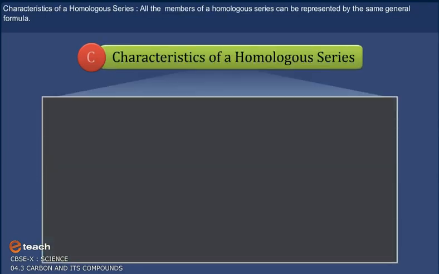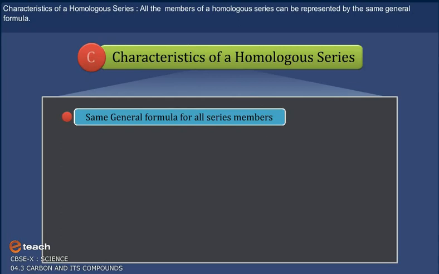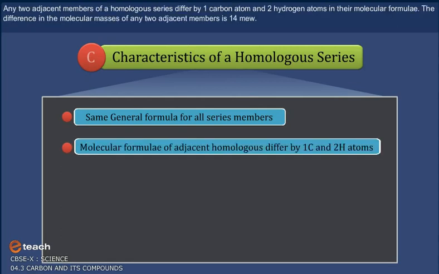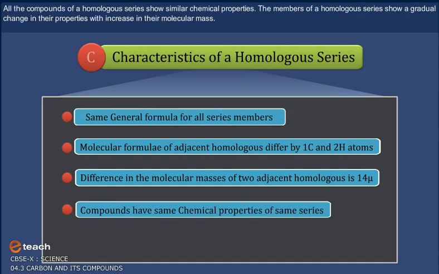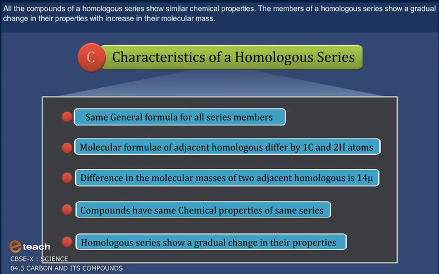Characteristics of homologous series. All the members of a homologous series can be represented by the same general formula. Any two adjacent homologues differ by one carbon atom and 2 hydrogen atoms in their molecular formulae. The difference in the molecular masses of any two adjacent homologues is 14 u. All the compounds of a homologous series show similar chemical properties. The members of a homologous series show a gradual change in their properties with increase in molecular mass.